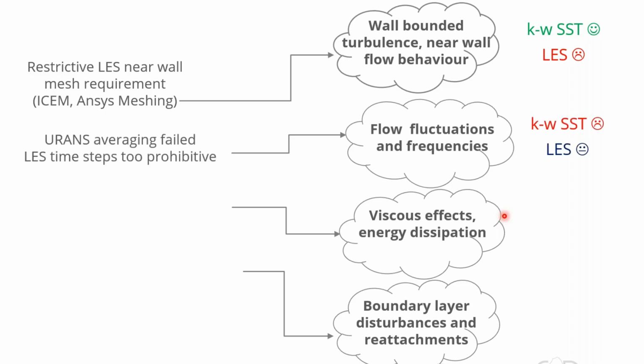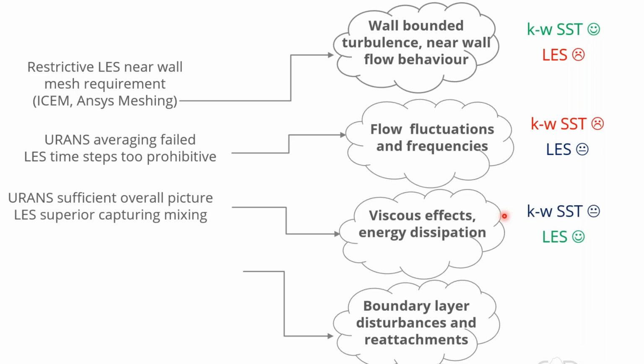For flow fluctuations and frequencies, because URANS applies an averaging function, it does fail in capturing a lot of the fluctuations properly over time. But LES is also prohibitive, because if we apply that approach, then the time steps can go down as low as 1e-6. And if you consider breathing goes for 4 seconds on average, that's quite a lot of time steps to apply.